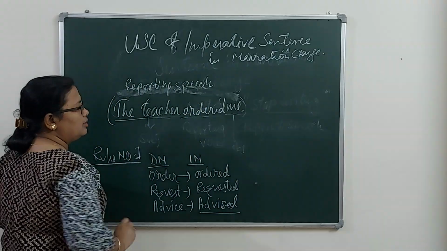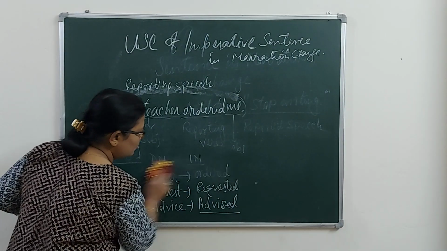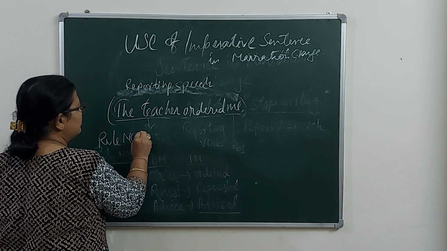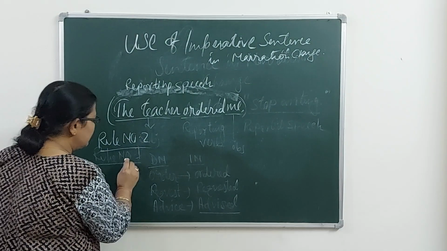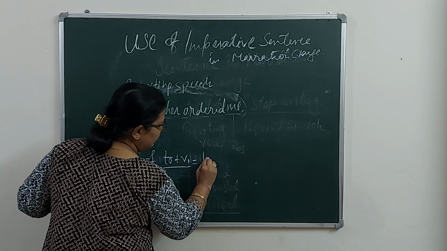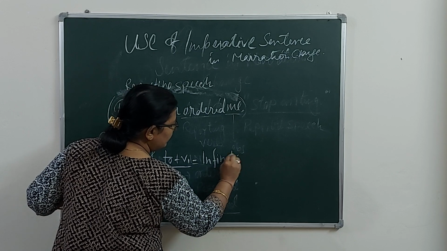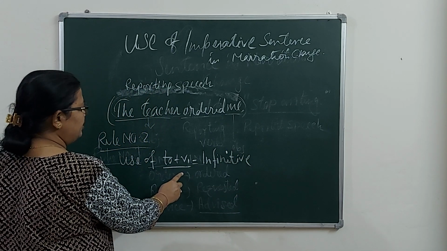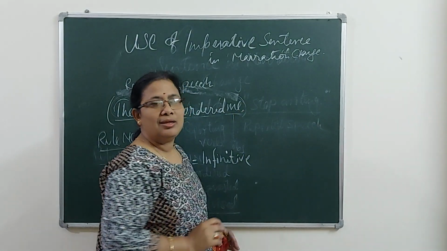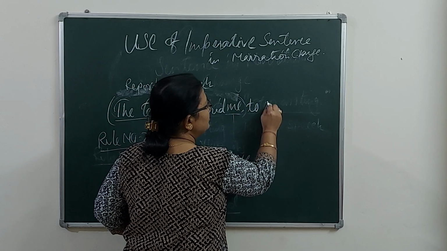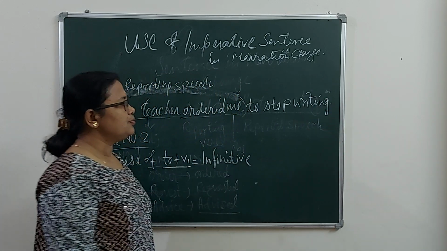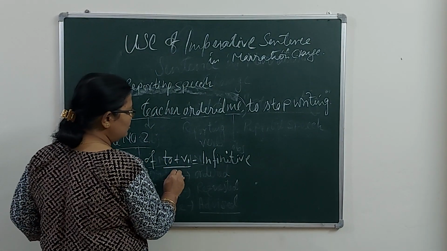Rule number 1. Now rule number 2 says, let me erase this one. Rule number 2 says, we have put it here, "ordered". What does rule number 2 say? Use of to plus V1, the infinitive. It is known as infinitive. So use of to plus verb will come here, in inverted commas. Now we use here "to" and the verb was stop. Stop writing. Full stop. Is it clear? So rule number 2 says use of to plus V1.